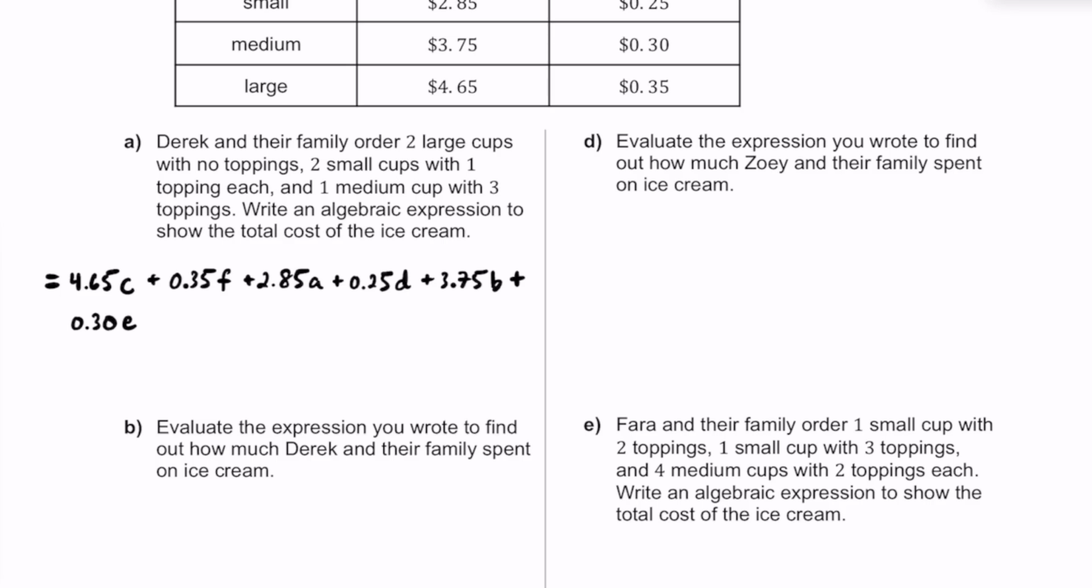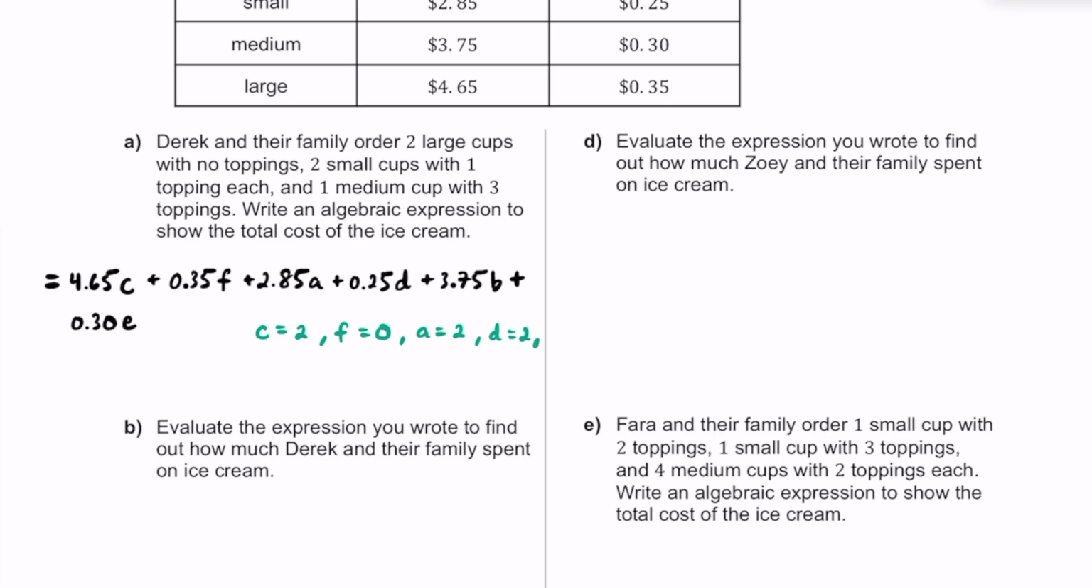So let's see, how much did Derek and his family spend here? For C, they're getting how many of these large cups? Maybe it's helpful to write it down here, but we know the number of the large cups, C, is going to be 2. We know F is going to be 0 because we're buying none of these large toppings. For the small cups, we know A is going to be 2. What about the small toppings? We know D is going to be equal to 2.